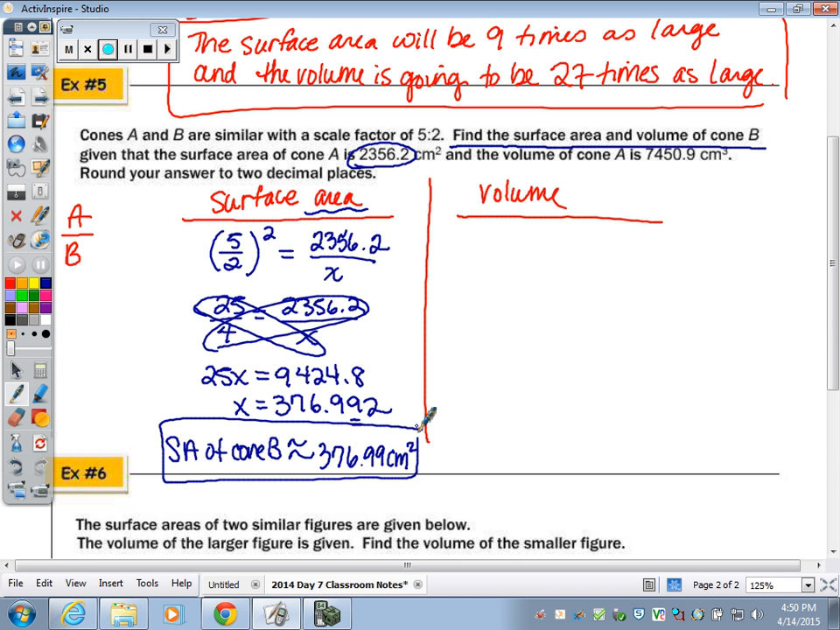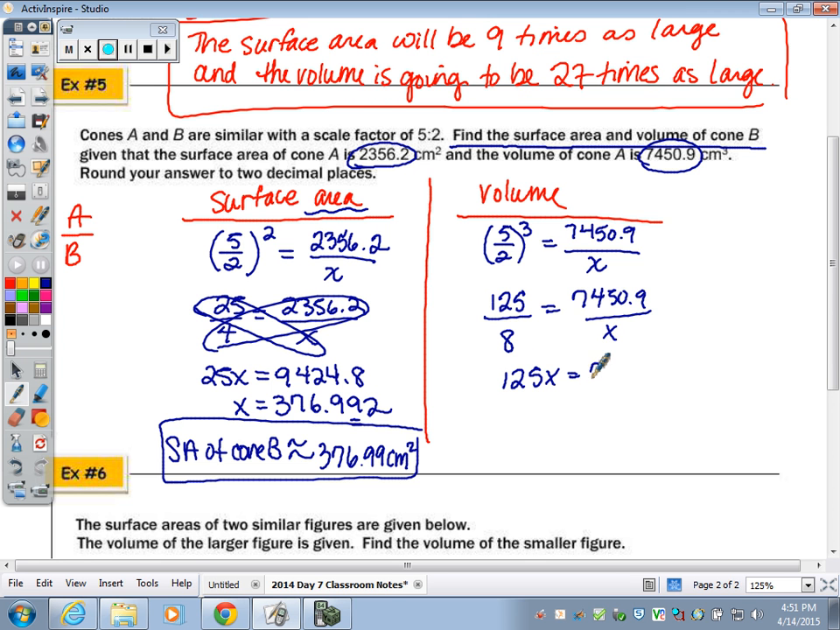And again, to find the volume of cone B, we use the scale factor of 5 over 2, but with volume, we cube it. And that's going to be equivalent to 7,450.9 over x, because x represents the volume of cone B. So again, when I cube 5 over 2, we get 125 over 8, because 5 cubed is 125, and 2 cubed is 8. And that is equivalent to 7,450.9 over x. So I'm going to go ahead and move forward and cross multiply and divide by 125 as I did on the left side.